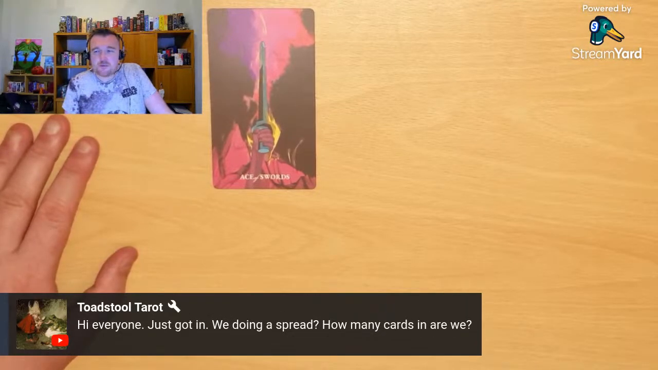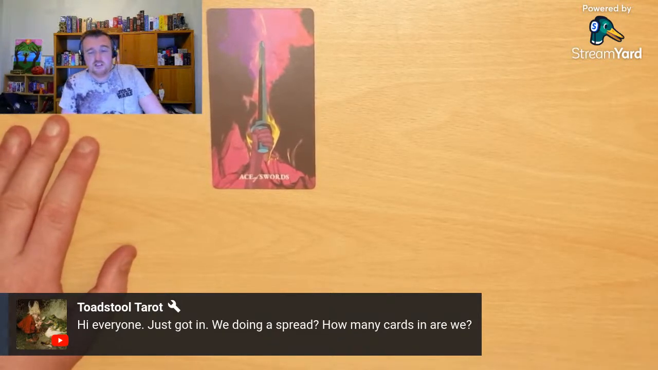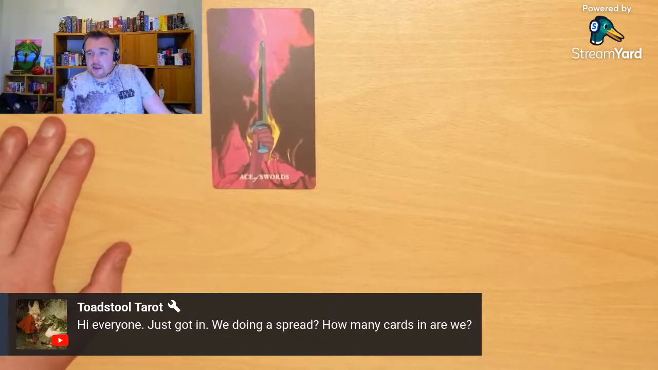Robin says, "Hi everyone, just got in. We're doing a spread. How many cards in are we?" This is the first card, Robin. This is the center. So this card shows a person's core, their inner self, and magical essence. In other words, it signifies the source of everything that exists in an individual's being. So I got the Ace of Swords, Knight of Pentacles for Debbie, Nine of Pentacles for Tony.